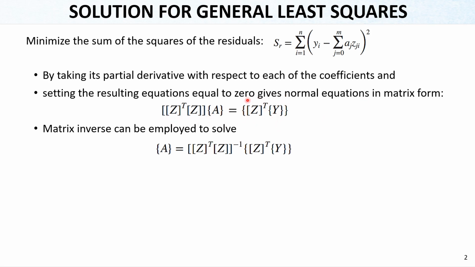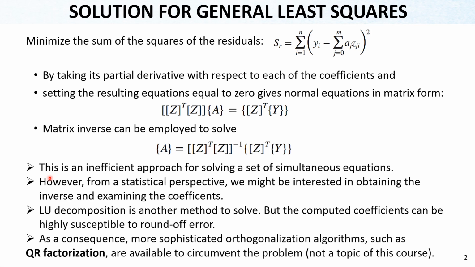Then we can use Z transpose, and the matrix inverse can be employed to solve it. So basically isolate this by taking the inverse of it. So put it here as well, like this. And a's are the unknown coefficients. But this is an inefficient approach for solving a set of simultaneous equations because we use the inverse. So instead we can use Gaussian elimination to make it more efficient. However, from a statistical perspective, we might be interested in obtaining the inverse and examining the coefficients, because with the inverse we can understand if the matrix is ill-conditioned or not.